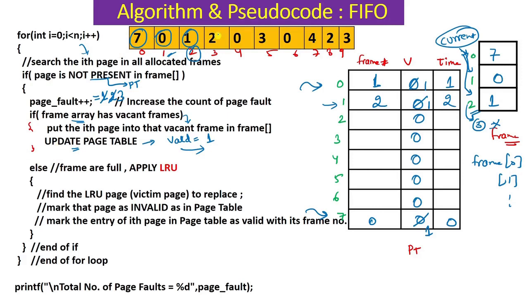Next time when we come for 2, 2 is not present, so I'll update here, but the frame is not empty, so I'll come to the else. For 7, 0, 1 I will come into the if, but for the next pages I will always come here, in the else part. They will be encountered in the else part only. So now I will apply the LRU. I will try to find the victim page that is going to be replaced, and then I'll mark that page. Out of 7, 0, 1, which page has the minimum time of access?